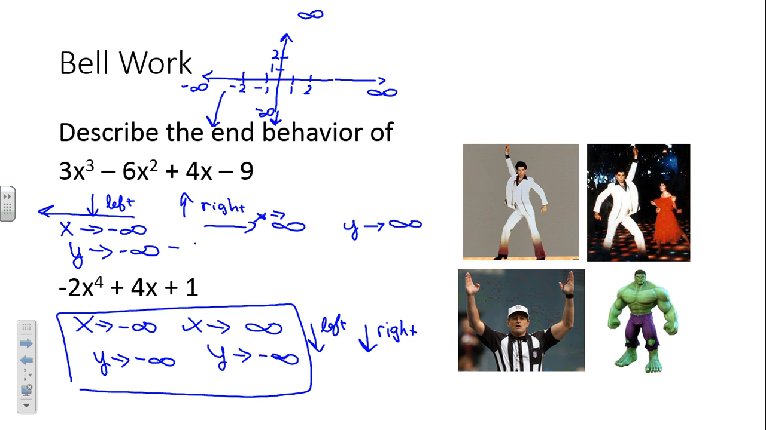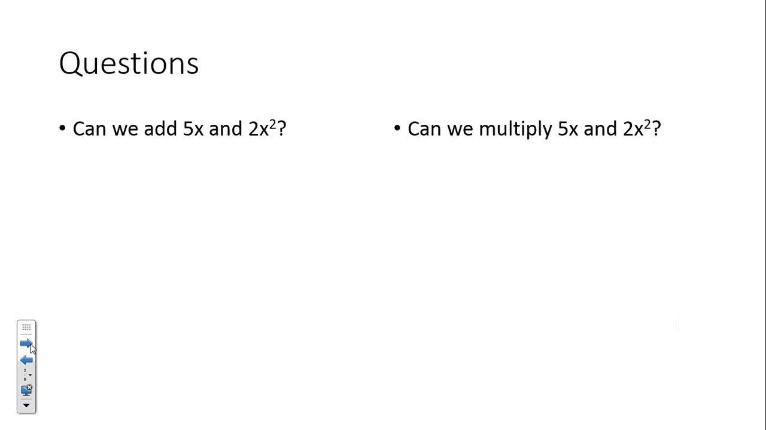Okay. All right. So let's talk about a couple quick questions. Can we add 5x and 2x squared? No. Why not? They're not like terms. We can't combine like terms. We can't add them unless they're like terms. Can we multiply 5x and 2x squared? Yeah. We can get 10x to the third, right?